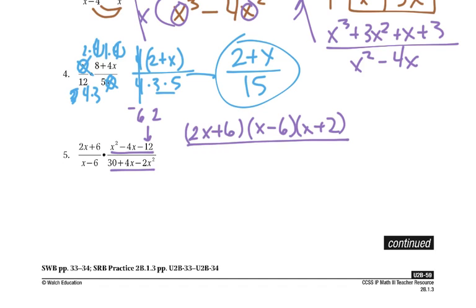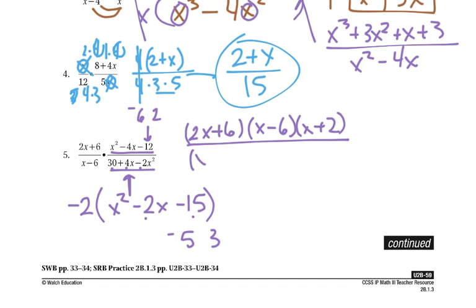Over, now to get this bottom one, it's got the negative 2 out front, but we can pull a negative 2 out, couldn't we? We'd be left with x squared minus 2x minus 15. So factors of 15 that would add up to negative 2 would be 5 and 3, with 5 being negative. So I'd end up with x minus 6 times negative 2 times x minus 5 times x plus 3.